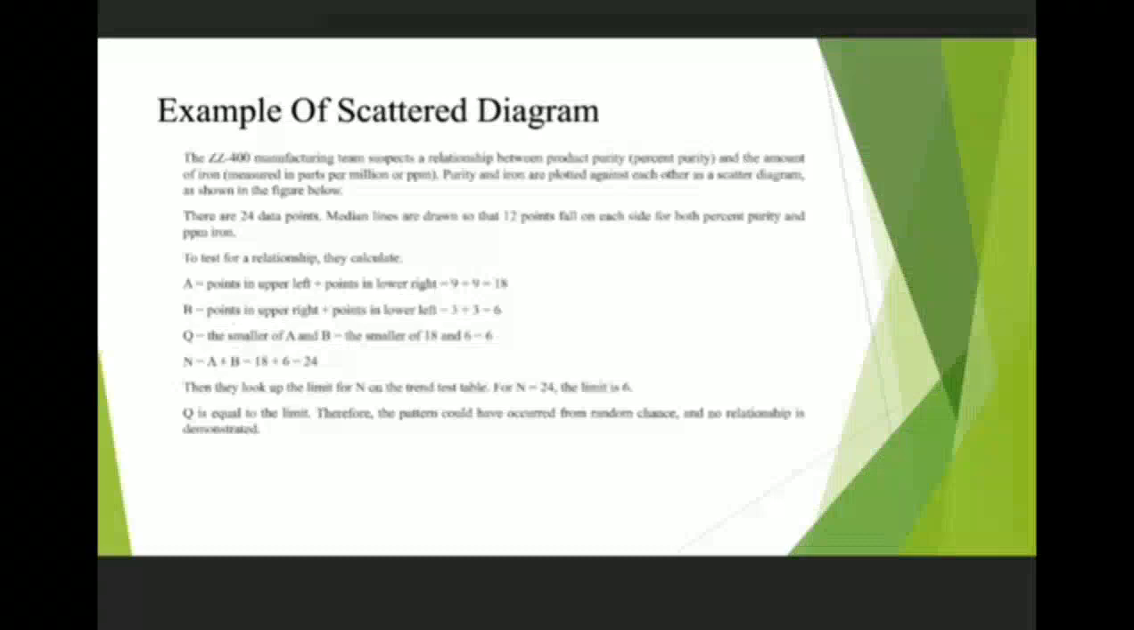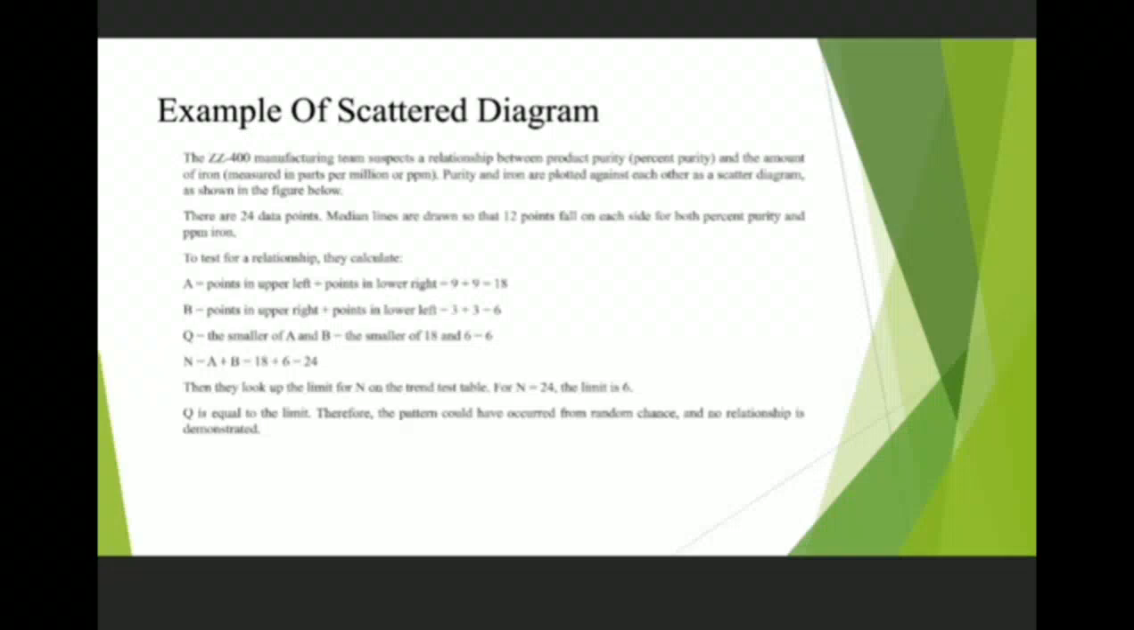Now let us take an example of the scatter diagram where the double Z400 manufacturing team suspects a relationship between product purity and the amount of iron. Purity and iron are plotted against each other as a scatter diagram, as shown in the figure in the next slide. There are 24 points. Median lines are drawn so that 12 points fall on each side for both percent purity and ppm iron.